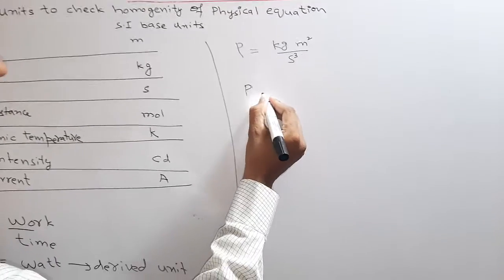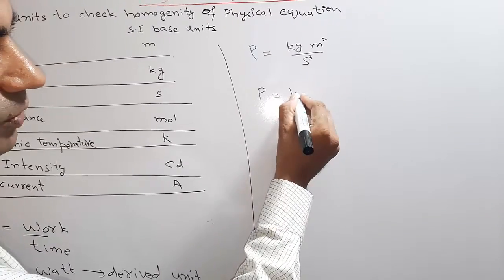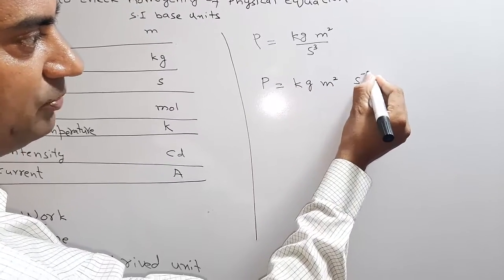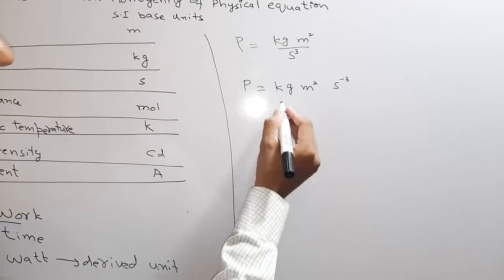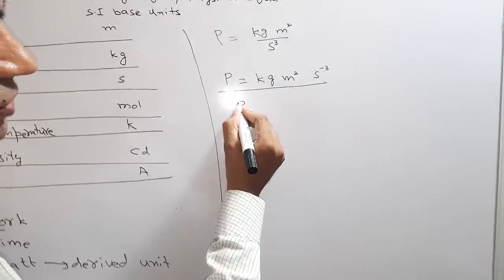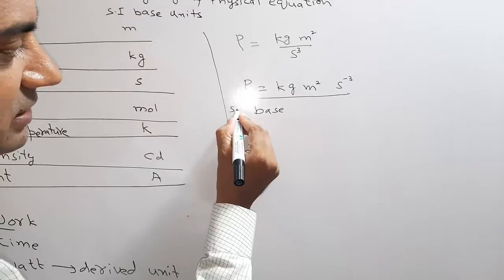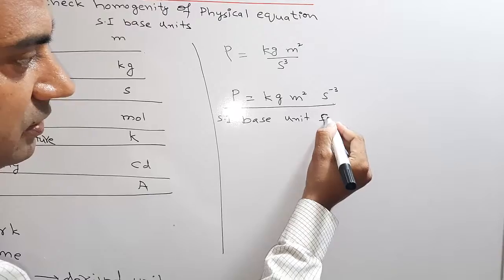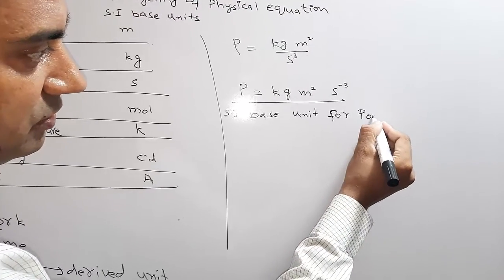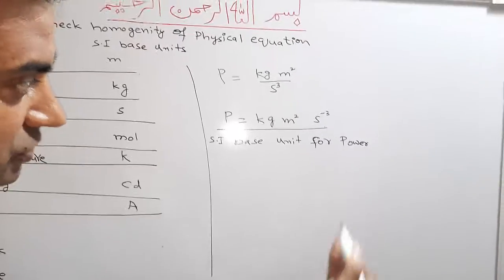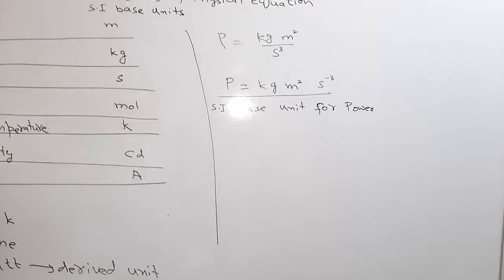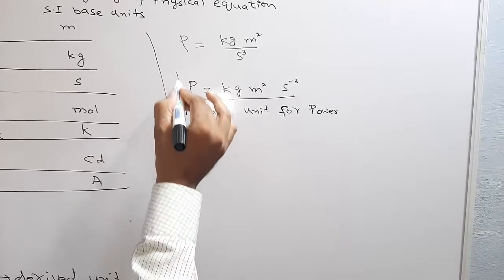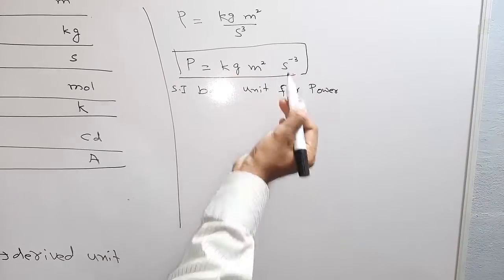So more simply, we can write the base unit for power as kilogram meter square second to the power minus 3. Okay, so this is the SI base unit for power. Also, this question was present in the exam, CIE levels. They determine base units for power. So the base unit for power is kilogram meter square per second cube.